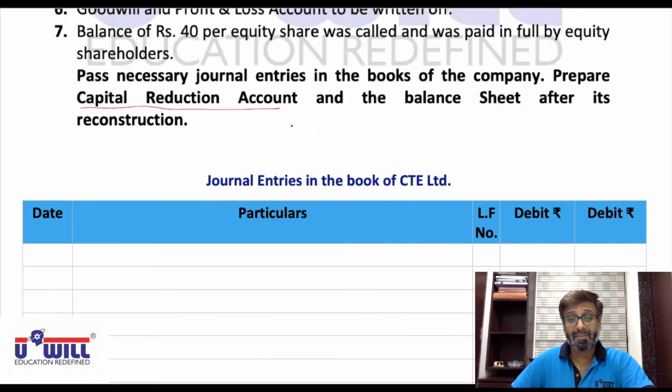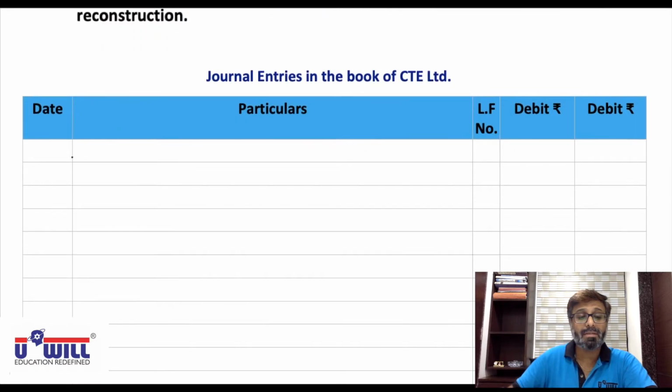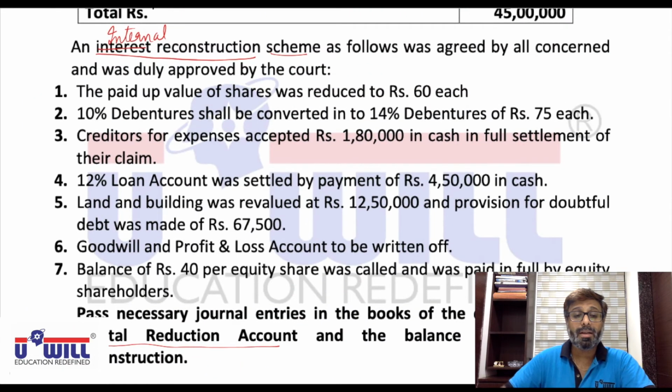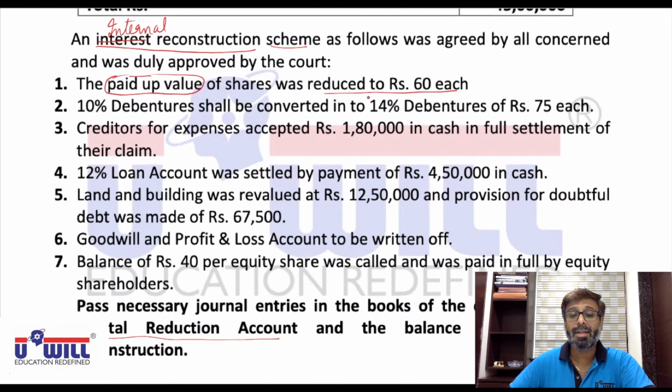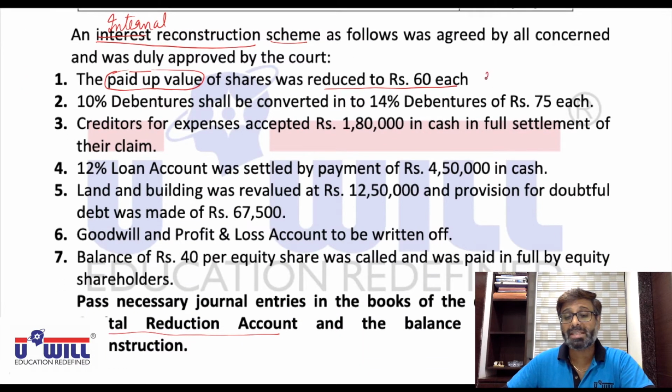I hope everyone is done with the formats. We'll read the adjustments and pass the entries. So look at the first adjustment. The paid up value of shares was reduced to rupees 60 each. Right now they are 100 rupees fully paid up, meaning paid up value is also 100. It is reduced to rupees 60, meaning rupees 40 that they are sacrificing will be transferred to capital reduction.